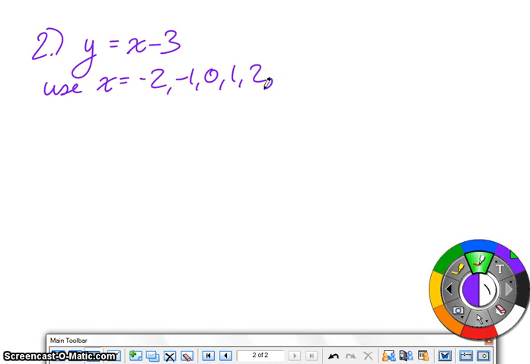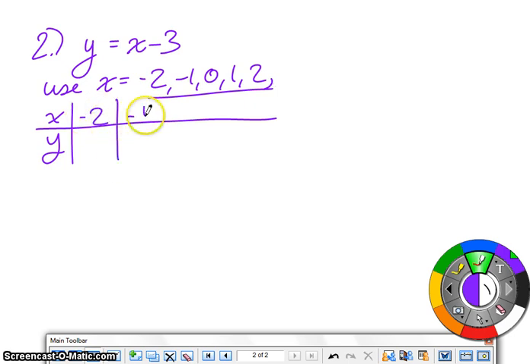So what you'll do is you'll make a little table. I don't care if you make your table to the left and right or if you make it vertical. But remember, these are your x's. You're using these x's that it gives you. So you'll use negative 2, negative 1, 0, 1, and 2, and you'll plug them in.